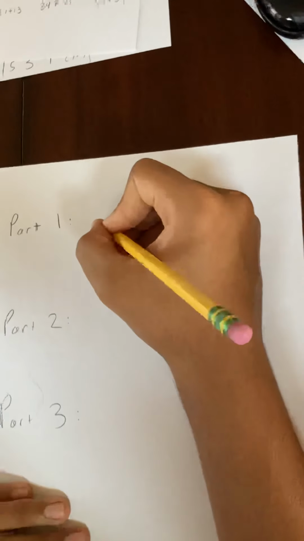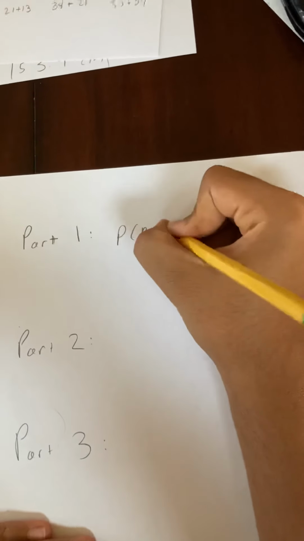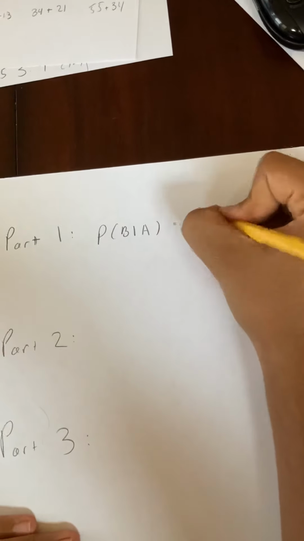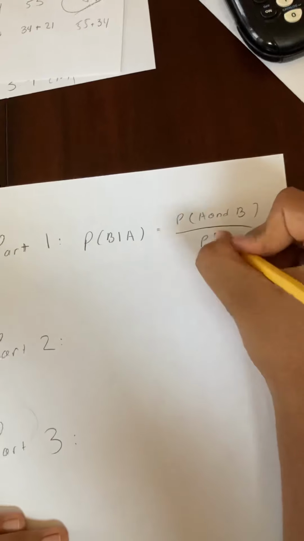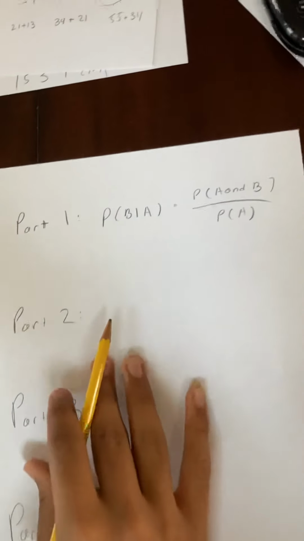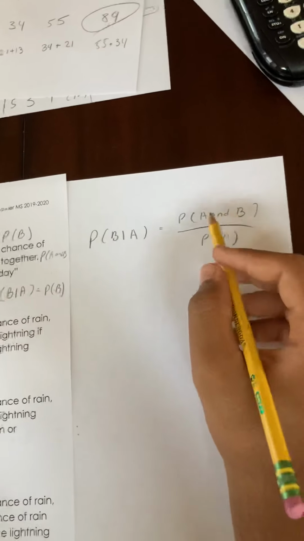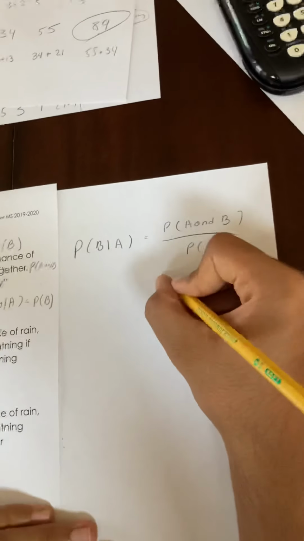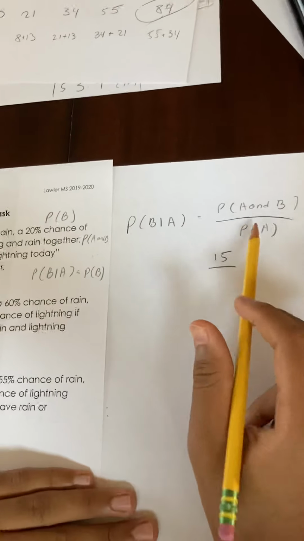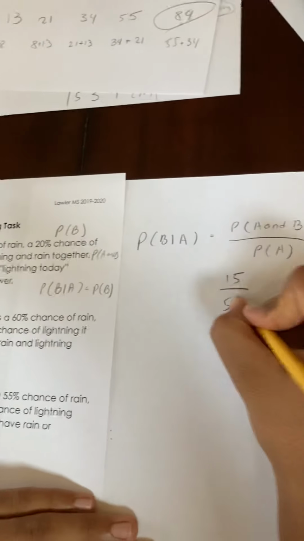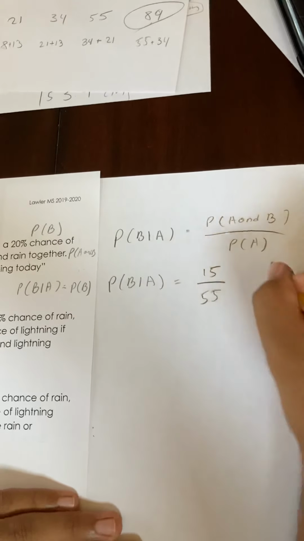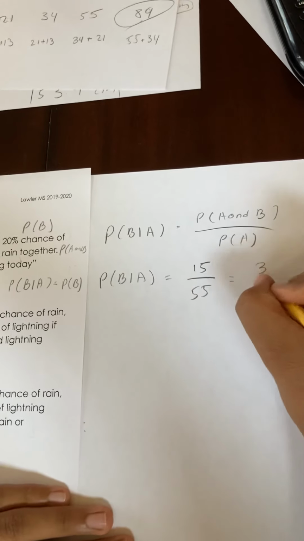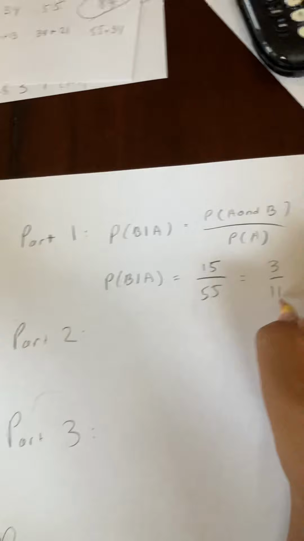So knowing that, let's calculate. The formula to find the probability of B given A is equal to the probability of A and B over the probability of A. Then we plug in our numbers. So we know that the probability of A and B is 15%, and the probability of A is 55%. So the probability of B given A is equal to 15 over 55. This can be simplified to 3 over 11. So this is the probability of B given A.